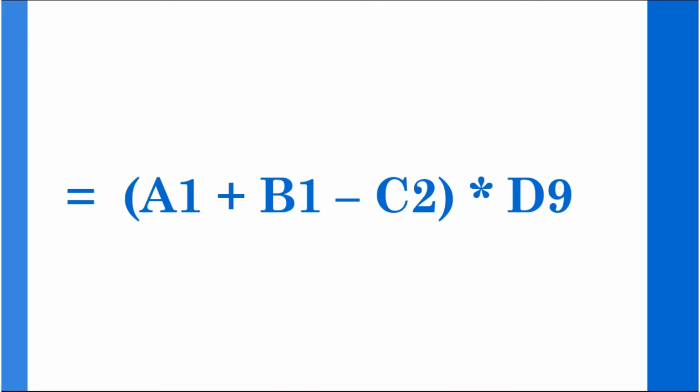Now, look at this formula. This is somewhat complex, not very complex, but still the complexity is greater than what we have been doing in the previous lesson. If you look at this, we are adding cell A1 with B1 and then subtracting cell C2. This is in parenthesis, and it is getting multiplied with D9. Now there is a certain set of rules which govern how these calculations are performed, because otherwise if it just goes from left to right or right to left, you will not get your desired answer.